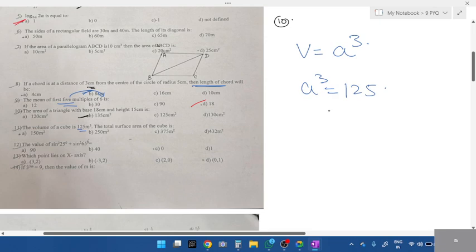Last week we did this question. Why is nobody answering? What is A value, students? If cube goes to the other side, it becomes cube root. What is the cube root of 125? 5. So what do we need to find here? We shouldn't find A, students. What do we need to find? Total surface area.